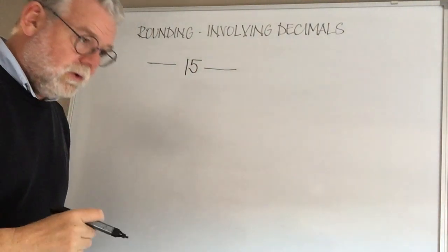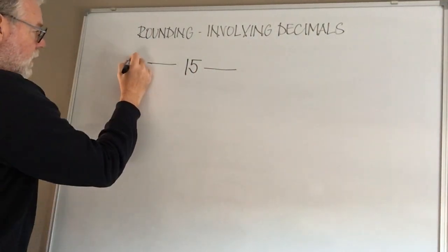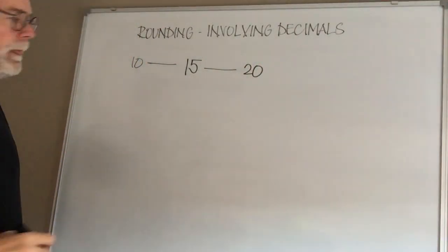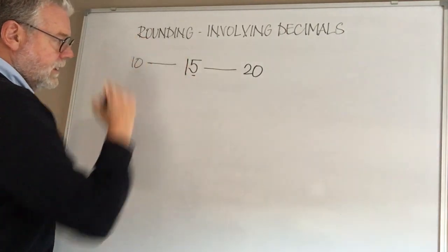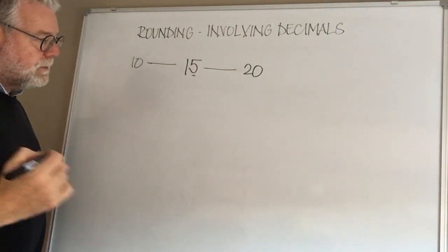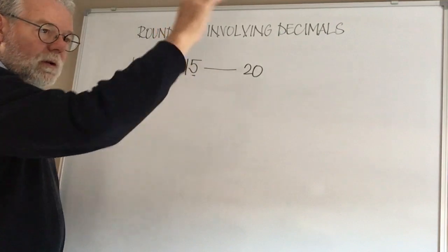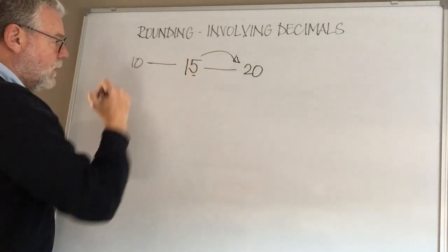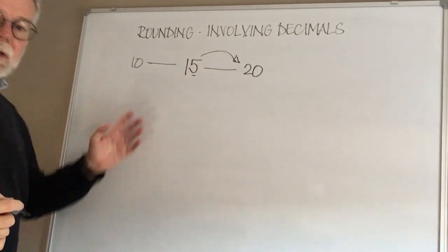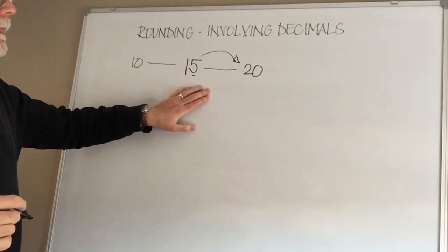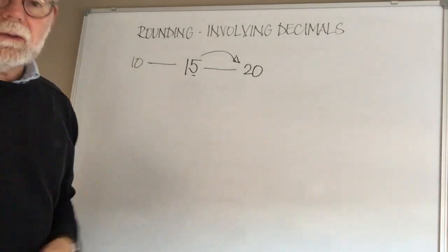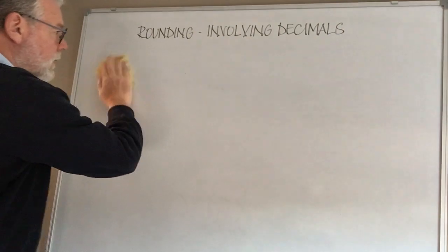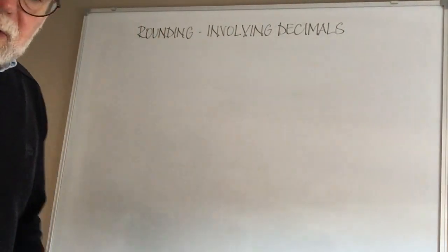Remember, we're always looking at options with rounding. We can either go to 10 or we can go to 20. That's the nearest 10. Now, we're looking at that to help us make the decision. When it's 5 or above, we round up. When it's less than 5, we round down. So in answer to that question, if we were rounding 15 to the nearest 10, we would round it to 20.